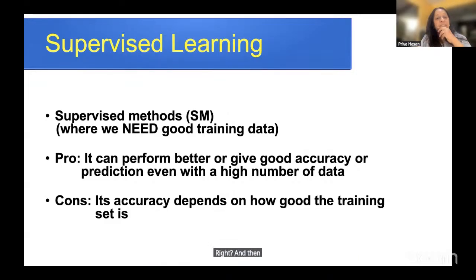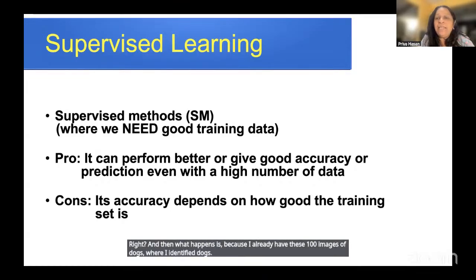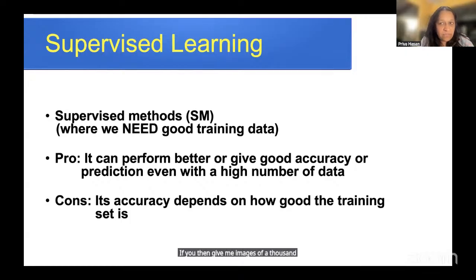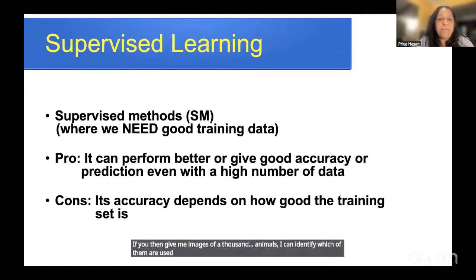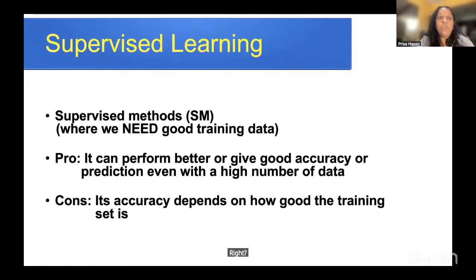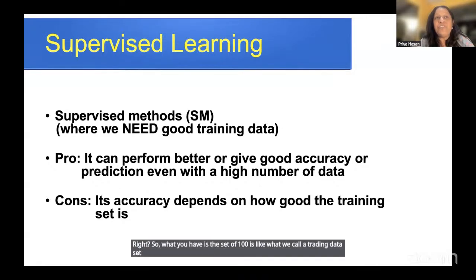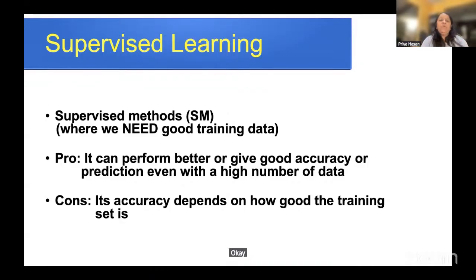And then what happens is, because I already have these 100 images of dogs where I identified dogs, if you then give me images of 1,000 animals, I can identify which of them are dogs, right? So the set of 100 is what we call a training data set, with which you can train. And then based on that training data, you can actually identify the objects in the other, larger set.